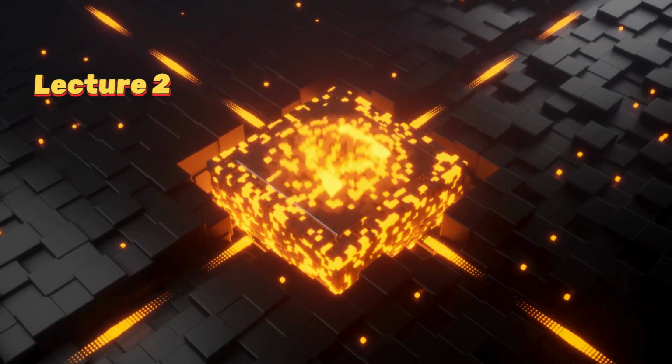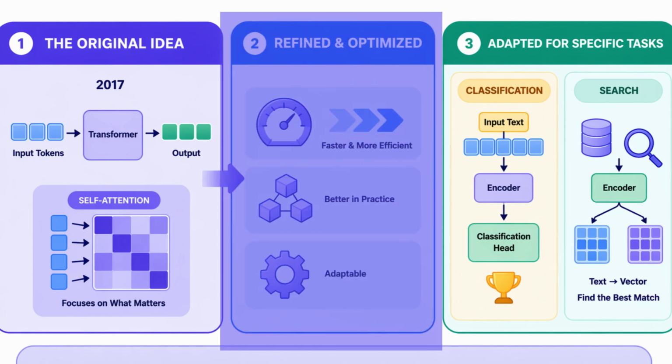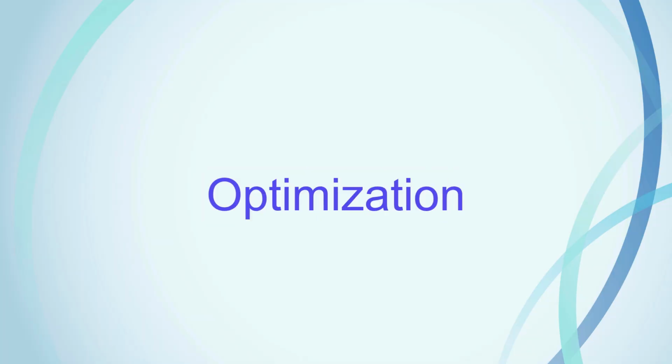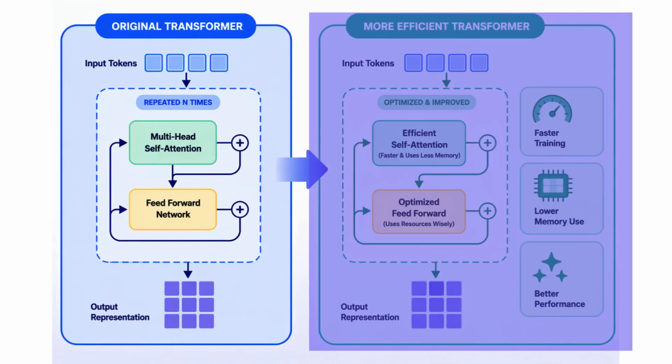In this video, we are continuing our story of AI by looking at how the original "Attention Is All You Need" design has been refined, optimized, and adapted for specific tasks like classification and search. The first chapter of today's story is about optimization. While the original transformer was groundbreaking, researchers soon realized it could be made more efficient.